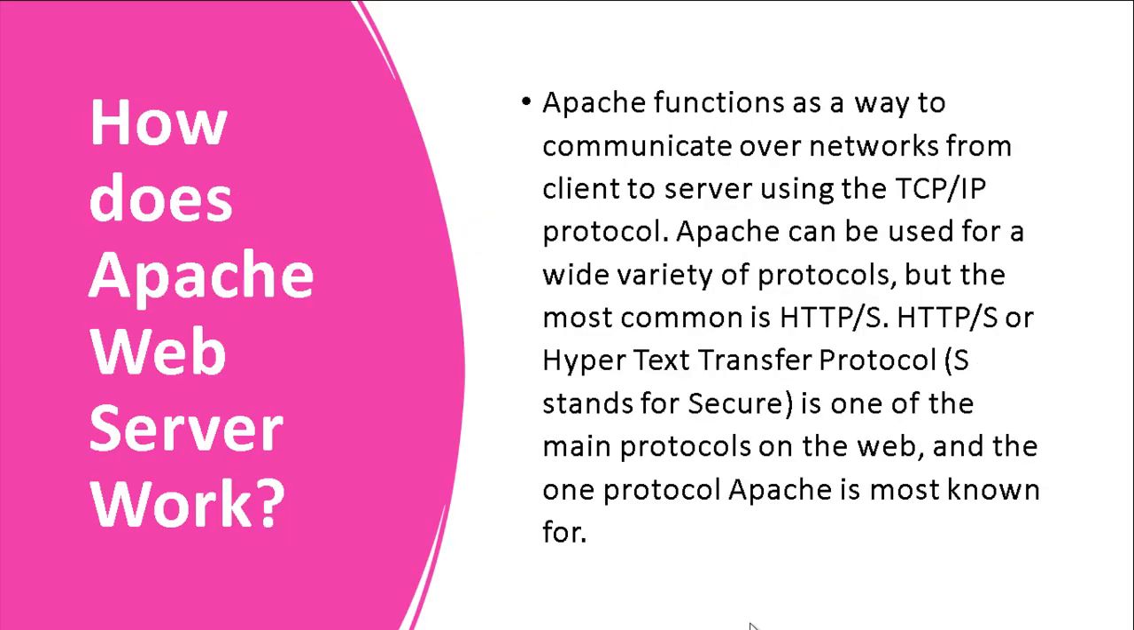How does Apache web server work? Apache functions as a way to communicate over networks from a client to a server using the TCP/IP protocol. Apache can be used for a wide variety of protocols, but the most common is HTTP or HTTPS. HTTP, the hypertext transfer protocol, and HTTPS, hypertext transfer protocol secure, are among the main protocols on the web, and the ones Apache is most known for.